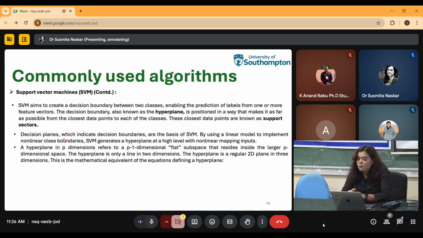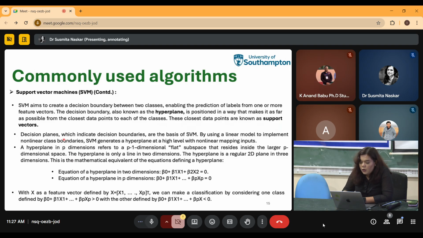By using linear models to implement nonlinear class boundaries, we can actually generate a very high-level hyperplane through nonlinear mapping. If you look at a hyperplane in some dimension, you can see that it is a flat subspace, and it is very regularly used. Mathematically, in two dimensions, it can be defined as beta 0 plus beta 1 x1 plus beta 2 x2 equals 0. In a p-dimensional space, it becomes beta 0 plus beta 1 x1 plus beta 2 x2 up to beta p xp equals 0.